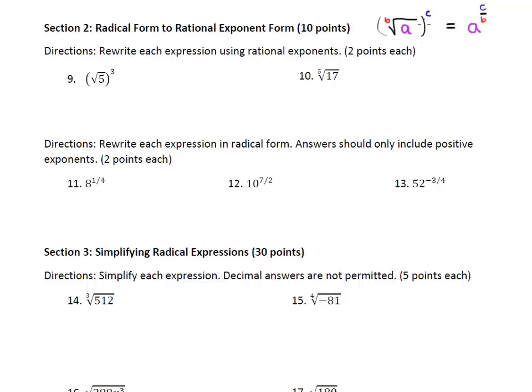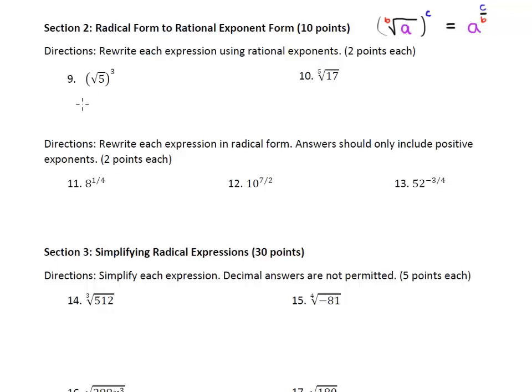So these two statements are exactly the same thing. They mean exactly the same thing. And what we're doing on these 5 problems is rewriting them. On 9 and 10, we're going from this to this. And 11 through 13, we're rewriting from these rational exponents to radical form.